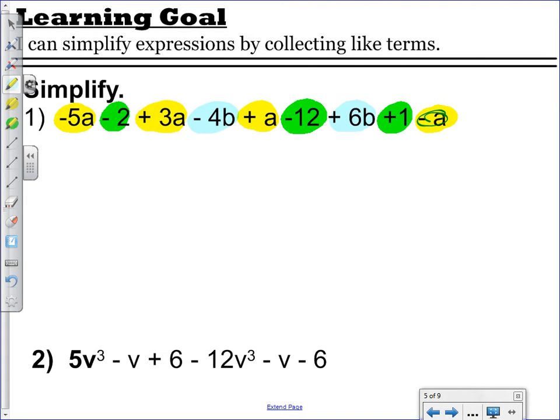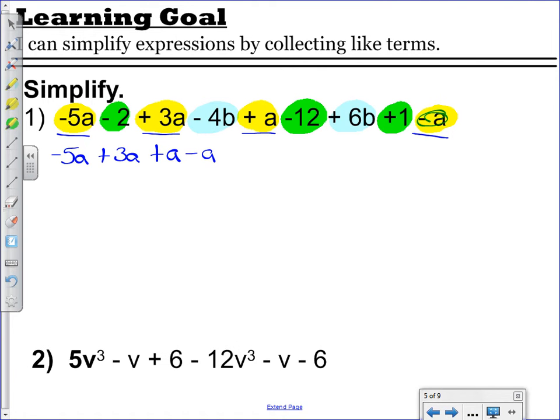I have yellows, greens, blues. So I need to group them together. How I'm going to group them together is I'm going to write my yellows first. So I'm going to write here negative 5a plus 3a plus a minus a. So I've taken care of each one of these yellows. Are we okay with that?